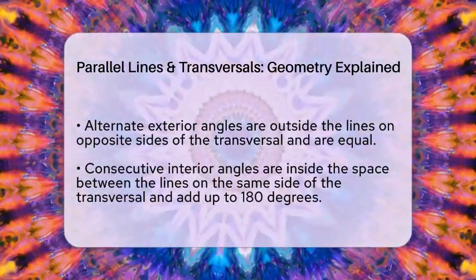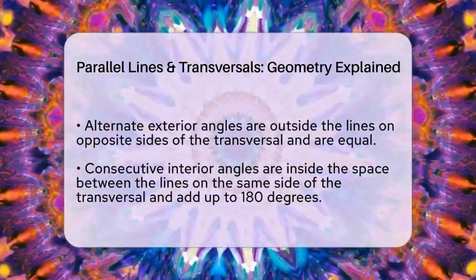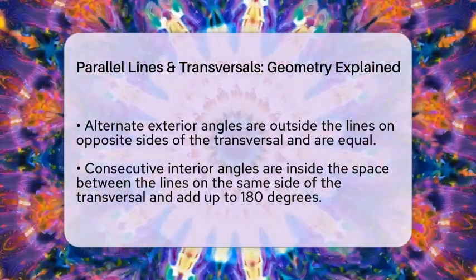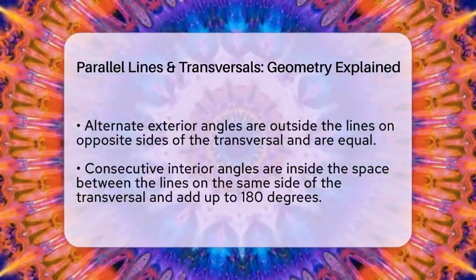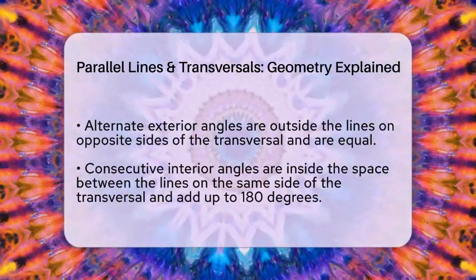There are also consecutive interior angles, sometimes called same-side interior angles. These are inside the space between the lines and on the same side of the transversal. When you add their measures together, they total 180 degrees, making them supplementary.